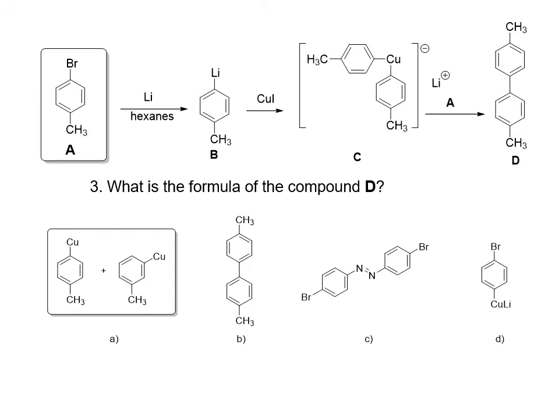Question number 3. What is the formula of the compound D? Well, if you completed the sequence, you already figured out that D is a biphenyl, and then you need to match that with one of the 4 possible choices, and it matches compound B.